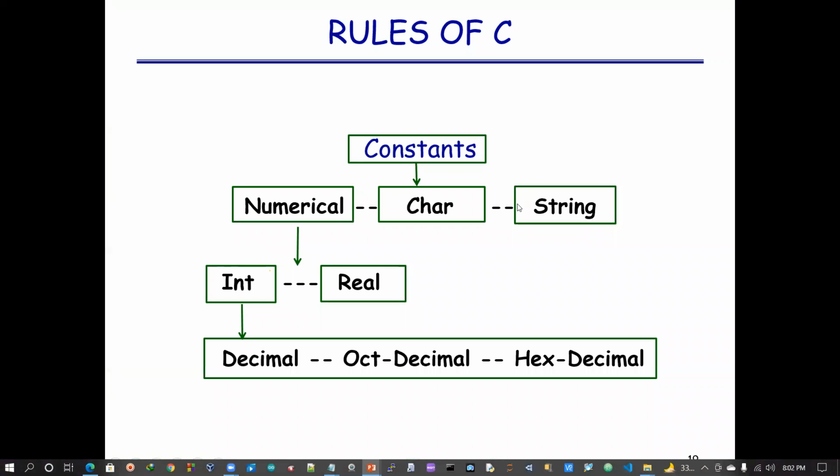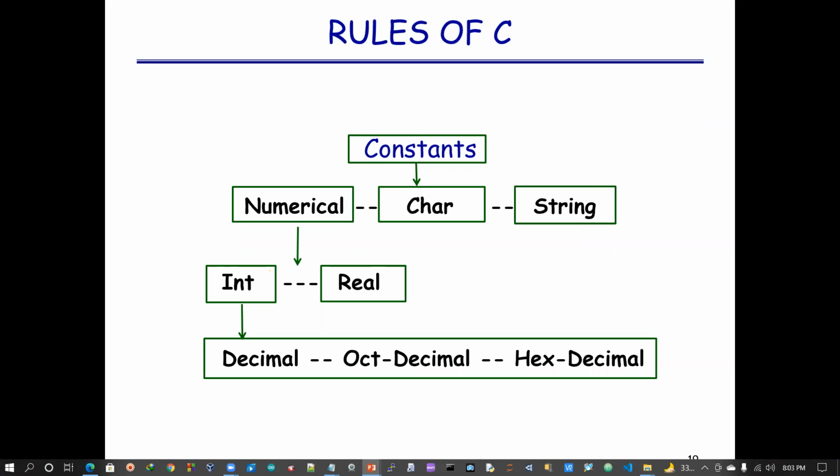Now see a new topic: constants. As the name implies, we have two things: constant and variable. Very simple to explain. A variable is something that keeps changing, varying every time. But a constant is fixed, it does not change. Its data remains the same always. Once you supply that data, it is fixed.